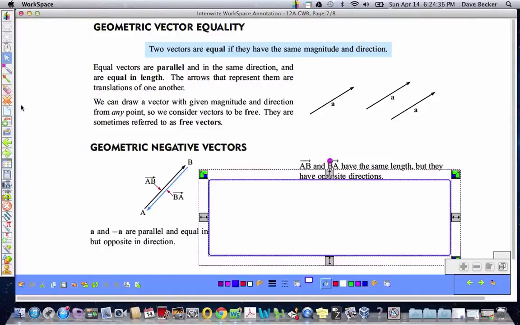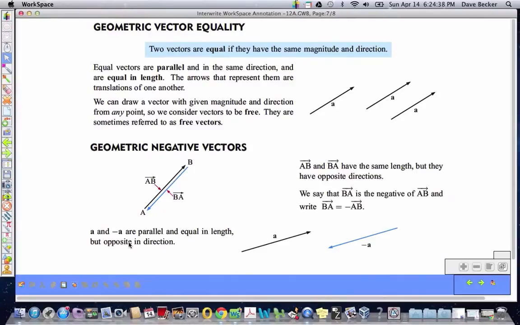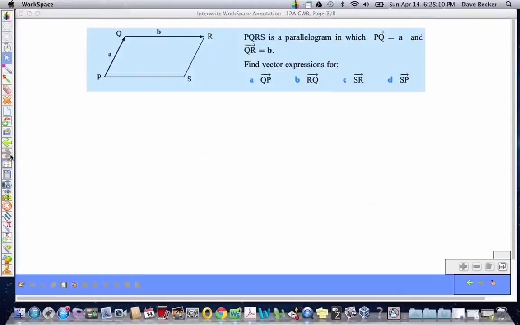Geometrically, negative vectors. Vector A and negative A are parallel and equal in length but in opposite direction. AB and BA have the same length but they have opposite directions. We say that BA is the negative of AB and we write that BA equals negative AB. That's pretty much common sense there. So if they're going in opposite directions with the same magnitude, then they are negative vectors.